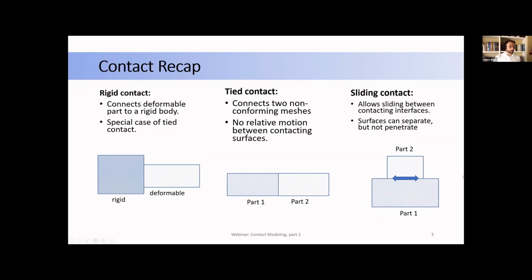So let's start with a brief recap of the FEBio contact formulations. There's basically three categories of contact. There's the rigid contact, which is used to connect a deformable part to a rigid body. There is the tied contact interface, which connects two non-conforming meshes, so meshes that don't have a node-to-node correspondence at the contact interface. And then there's the sliding contact, which allows contacting objects in contact. They cannot penetrate, but they are allowed to slide and separate from each other.